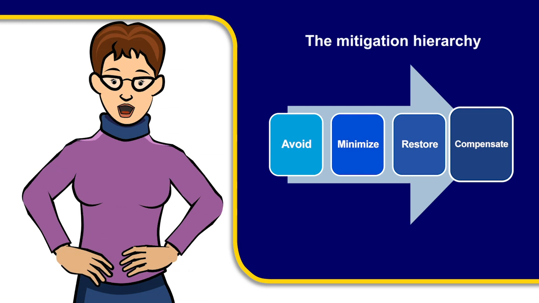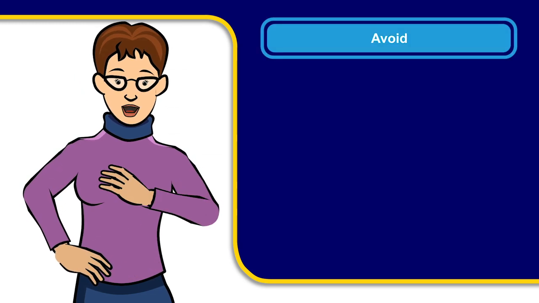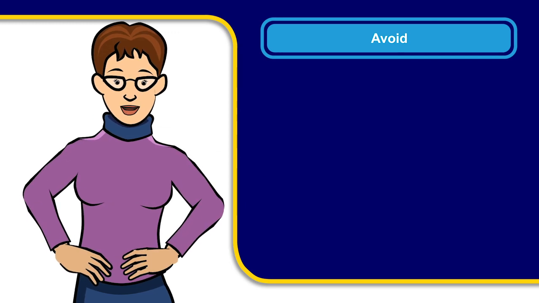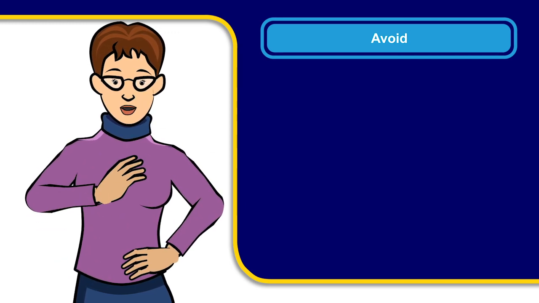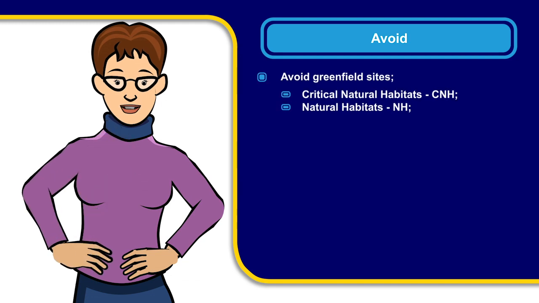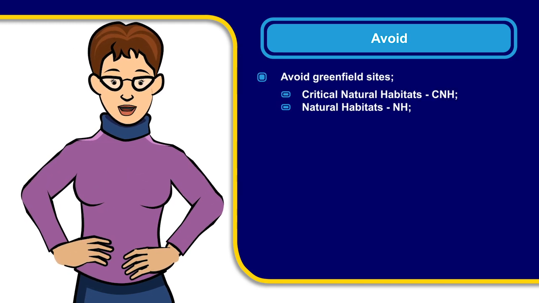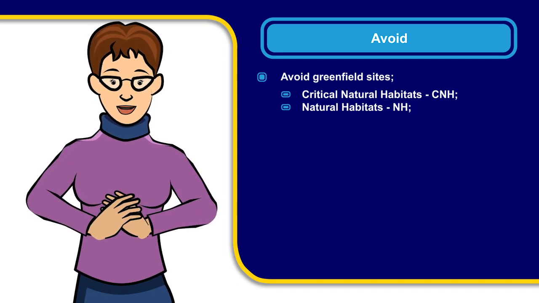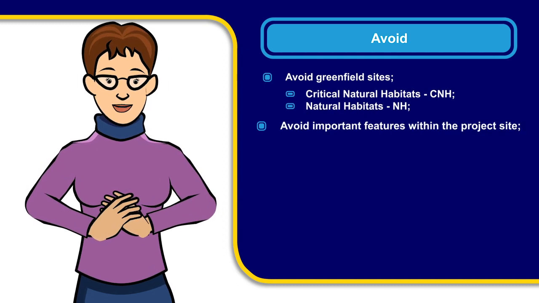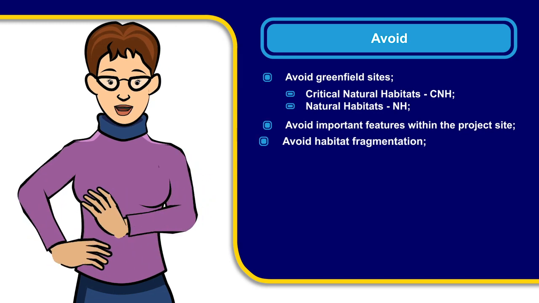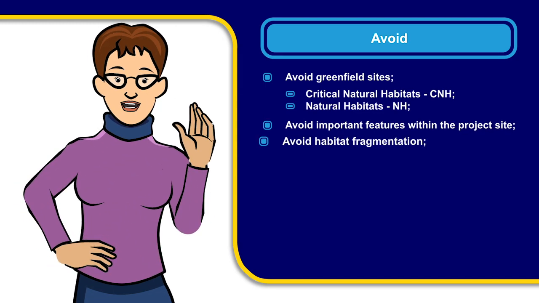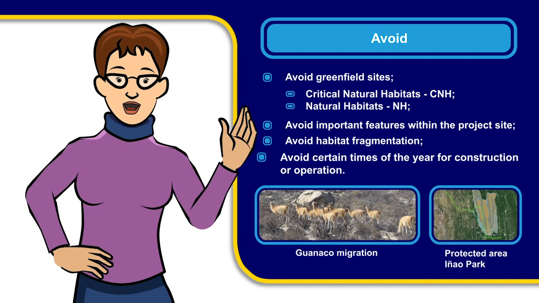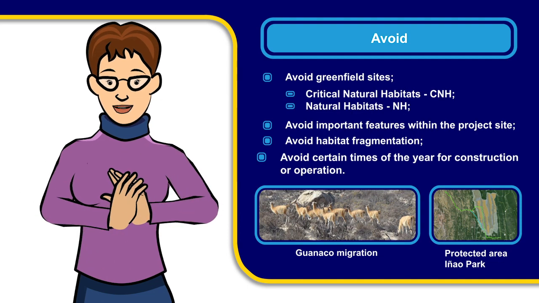So, how do we avoid impacts? The easiest way to think of this is by changing the project's footprint in space and time. We can avoid impact by avoiding the use of greenfield sites, and in particular areas of critical importance for biodiversity. Within a project site, we can avoid impact by working around any important features, by avoiding fragmentation of surrounding habitat, even if the project is being constructed on a brownfield site, and by being sensitive about construction and operation times.